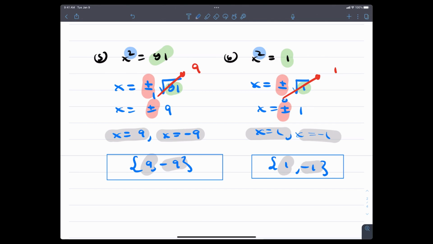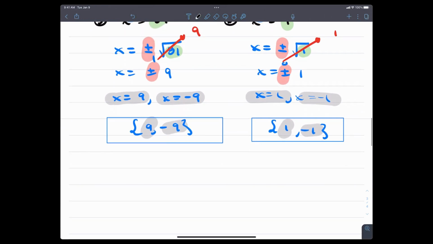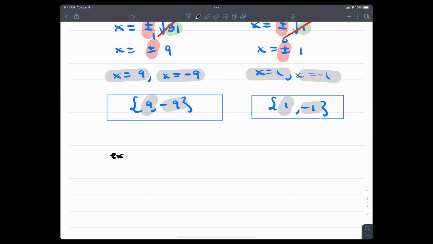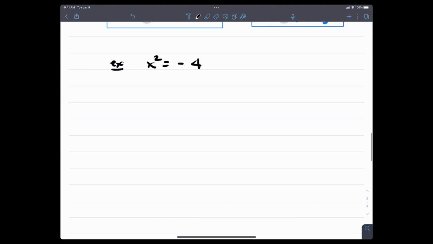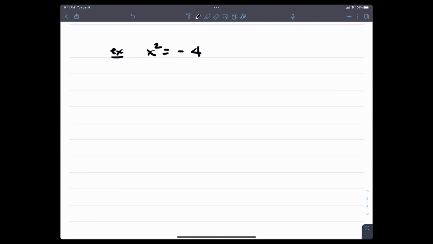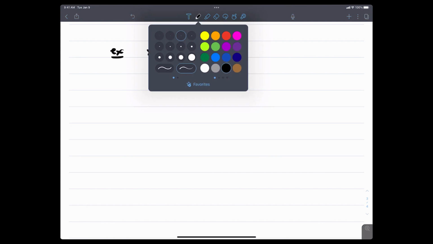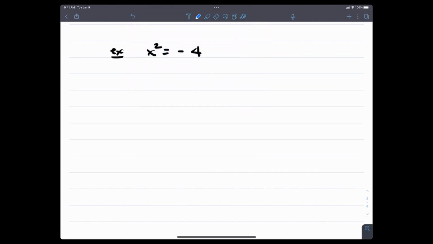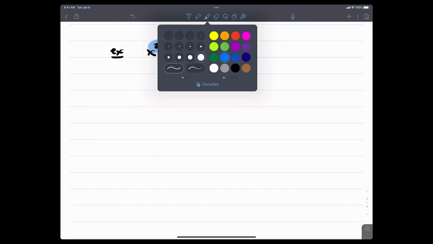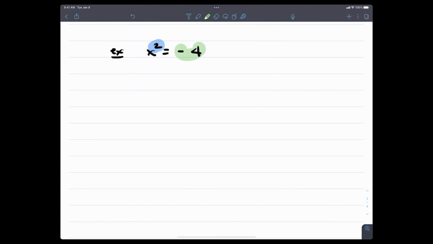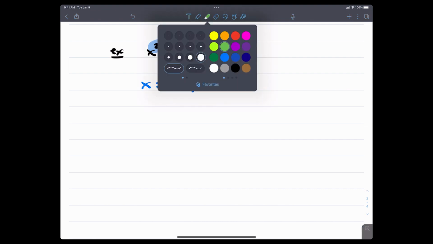Is that easy or is that hard? Should we kick it up? Let me have you guys, we're going to kick this up. What if they gave you x squared equals negative 4 now? By the square root formula now, I have x squared here, and then what do I have over here? Negative 4. So this is going to mean x will be plus or minus square root of what? Negative 4.